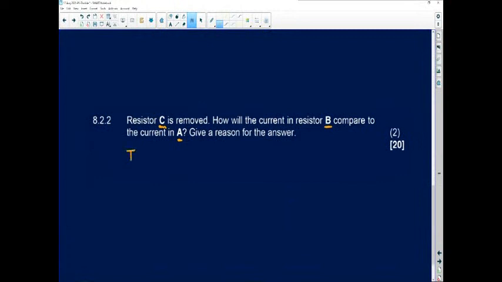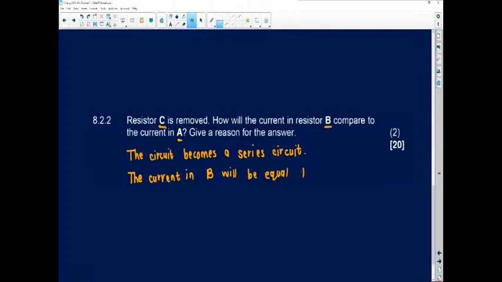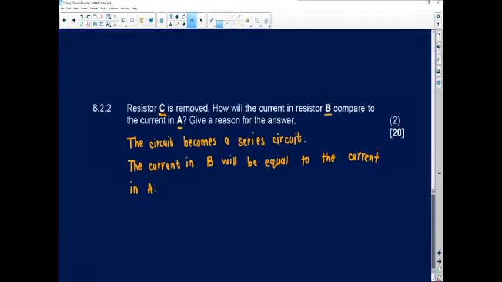So then we can say that the circuit becomes a series circuit, which means the current in B will be equal to the current in A. And that's that. I think that was our last question.